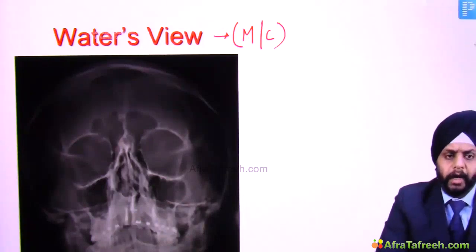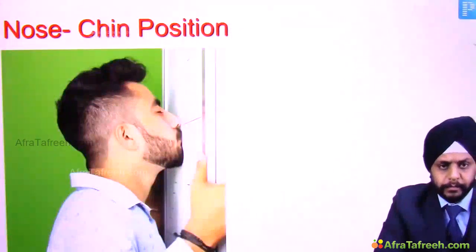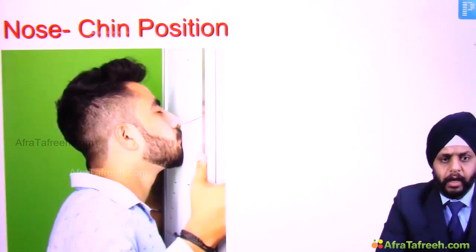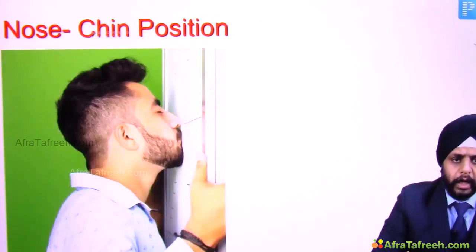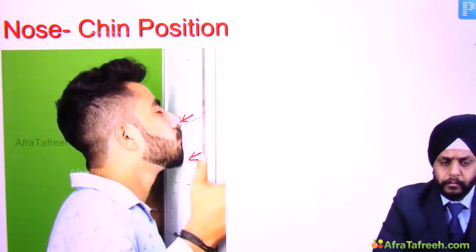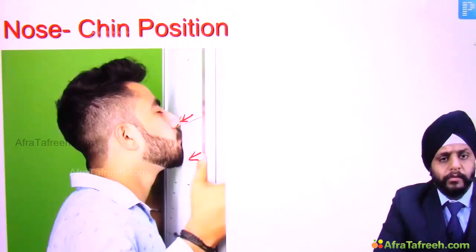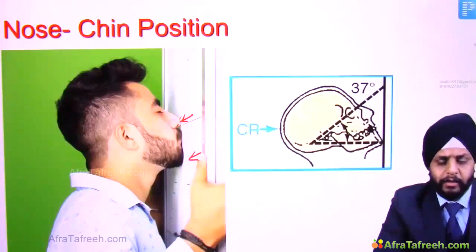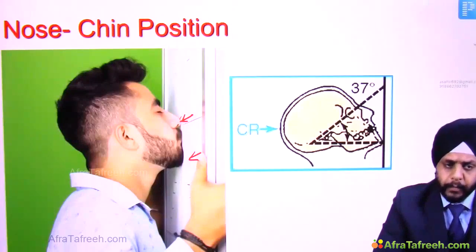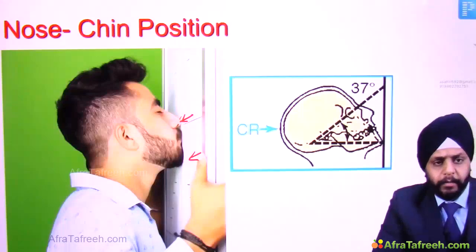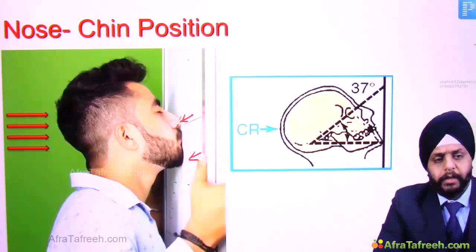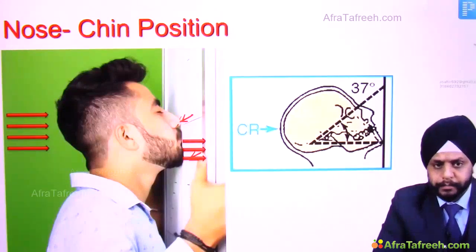We make a patient stand facing the X-ray plate. You can see the patient is standing facing the X-ray plate such that his nose and chin are touching the X-ray plate. So this is known as the nose-chin position. Now you give an X-ray beam from behind, from the occiput, and this beam comes out from the mentum.